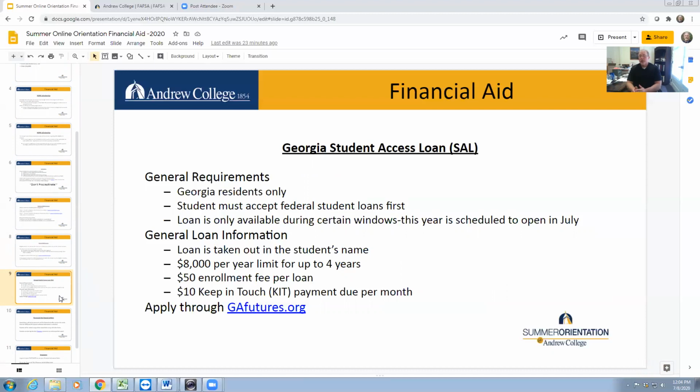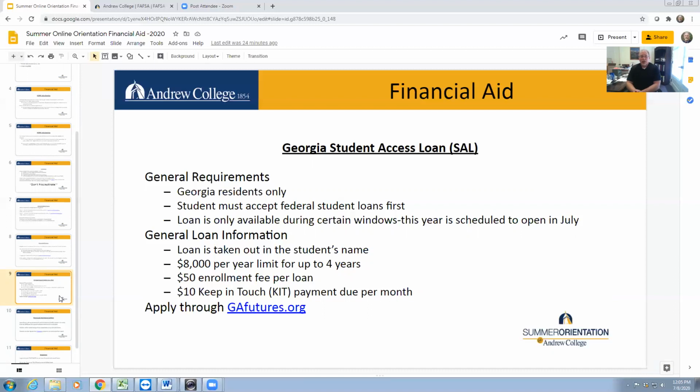Now, there are a couple of catches to it. First of all, it is a last dollar loan, which means that a student must accept federal student loans first. They don't have to do the PLUS loan, but they do have to accept the federal student or Stafford loans in order to be eligible. The loan application is only available at certain times of the year. This year, they have said that it will open in July. Don't know when exactly in July because they don't notify us.